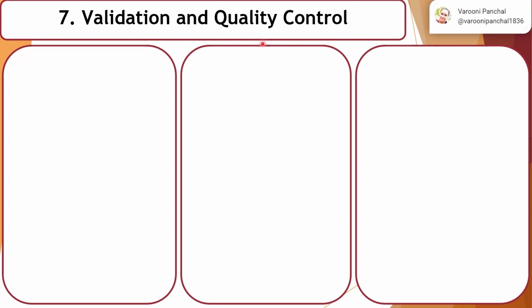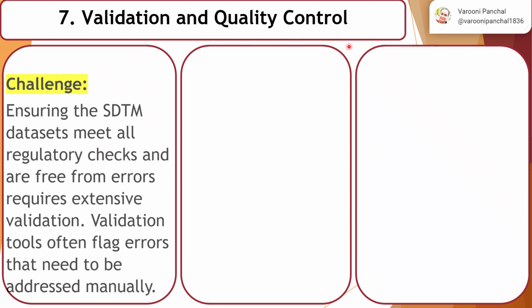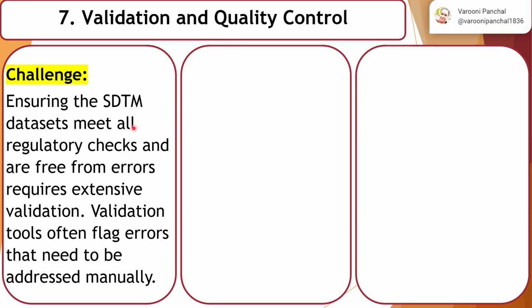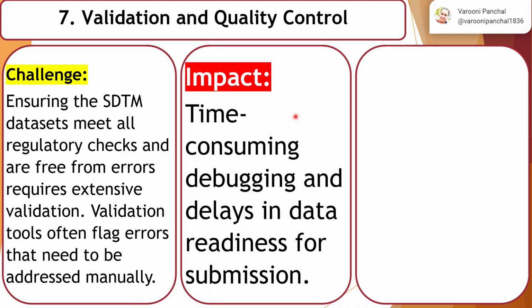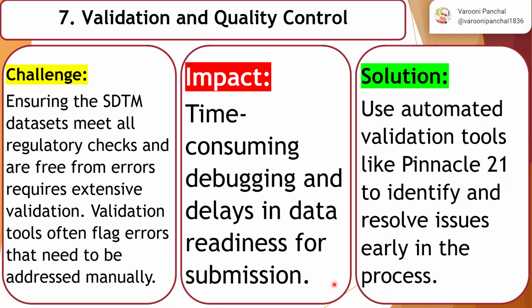Number 7. Validation and quality control. Challenge: Ensuring the SDTM datasets meet all regulatory checks and are free from errors requires extensive validation. Validation tools often flag errors that need to be addressed manually. Impact: Time-consuming debugging and delays in data readiness for submission. Solution: Use automated validation tools like Pinnacle 21 to identify and resolve issues early in the process.